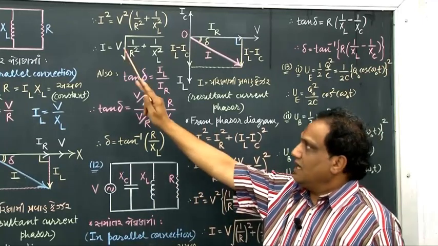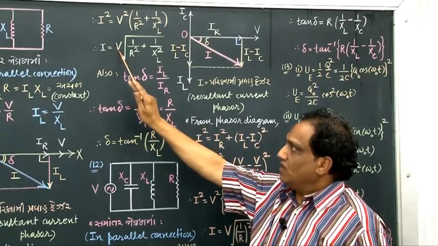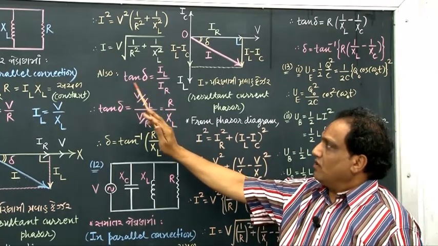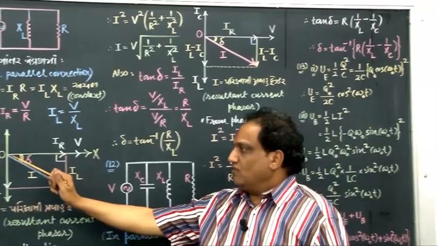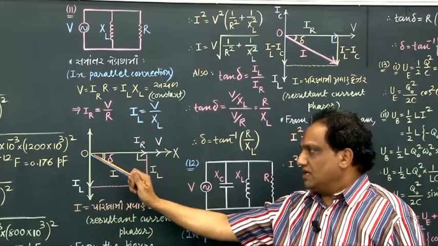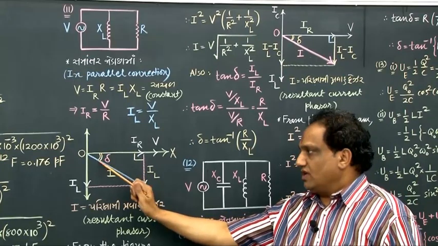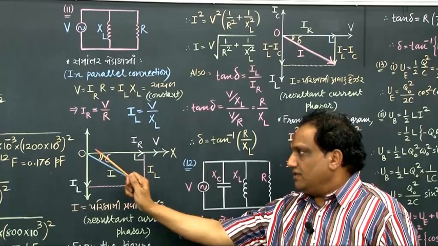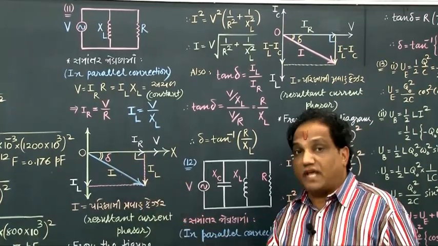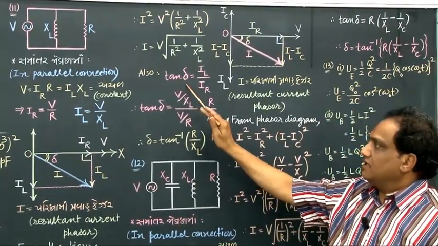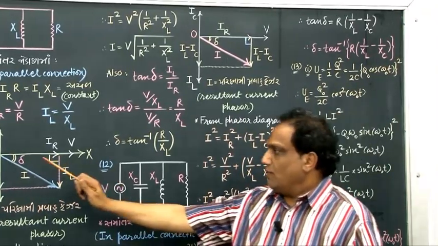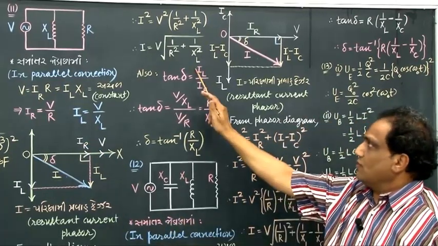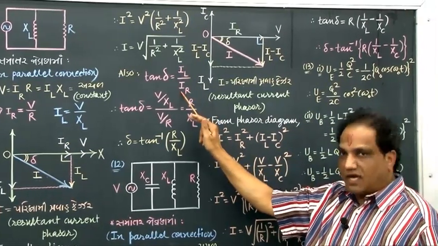Let me tell you, this is the RMS value of voltage, this is the RMS value of current. Okay. Now, tell me what will be tan delta. This is the voltage phasor, this is the resultant current phasor. So this angle would give you the phase difference between voltage and current. Let it be delta. In this right angle triangle, you just find out tan delta. So, what will be tan delta? Opposite upon adjacent. Opposite to delta, it is IL. Adjacent to delta, it is IR. So it is IL upon IR.